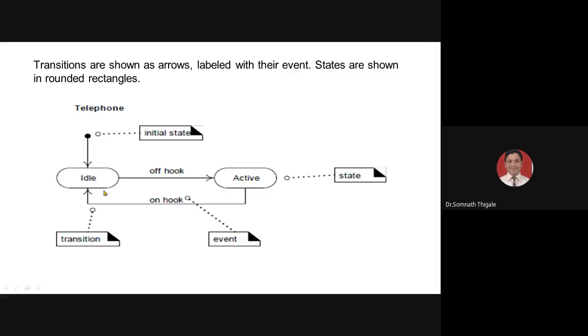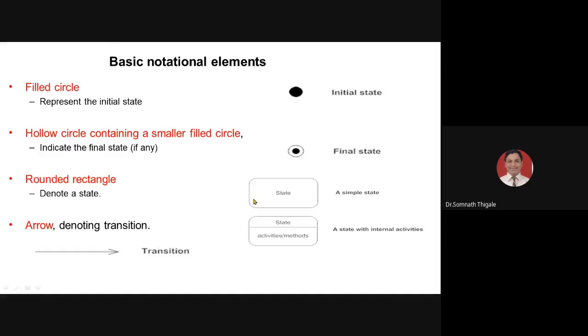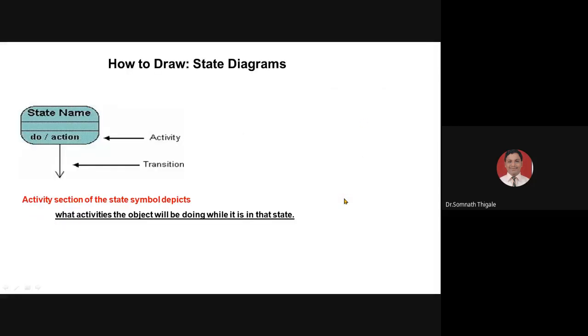Initial state, we will discuss. Moving from one state to another state, we will call it one state chart diagram. A simple state is represented with this rounded rectangle, and a state with internal activities we will represent over here. Transition, again the same part of transitions we are getting here. Initial state, then final state. Now how to draw a state diagram, that part we will discuss.